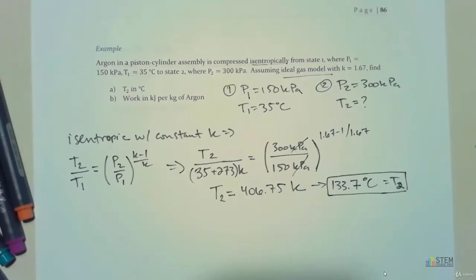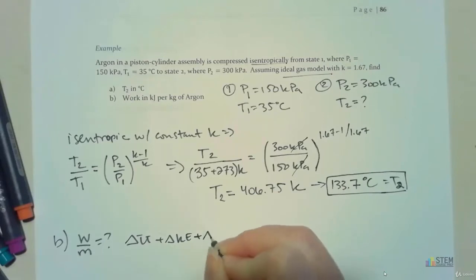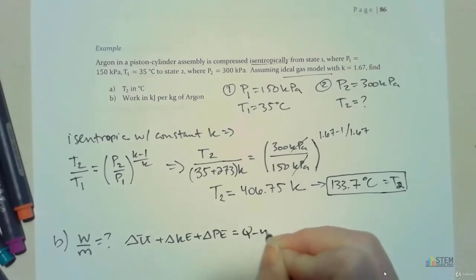Next thing, we want to find the work in kilojoules per kilogram. Now think about what that's asking for. Work would just be in kilojoules. We want kilojoules per kilogram, so that means we want W over m. The easiest way to find this is to use that old closed system energy balance equation. So let's start out with that. We've got delta U plus delta KE plus delta PE equals Q minus W.